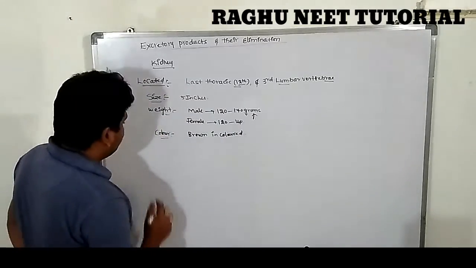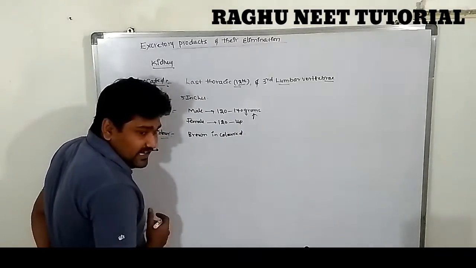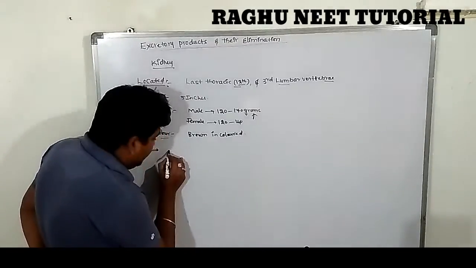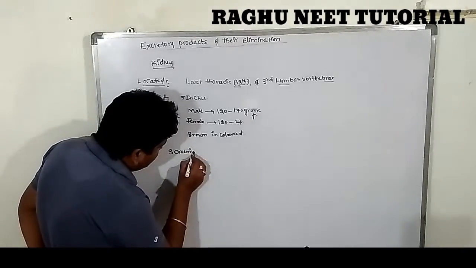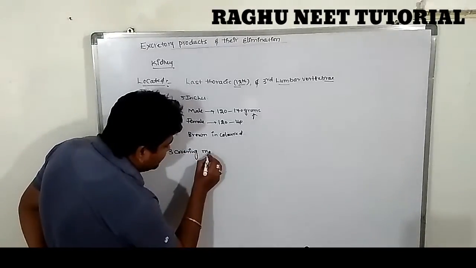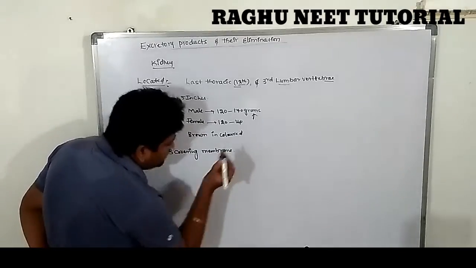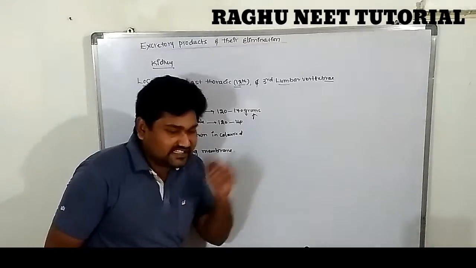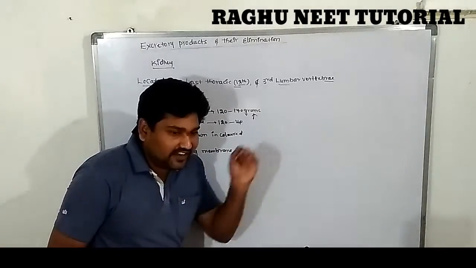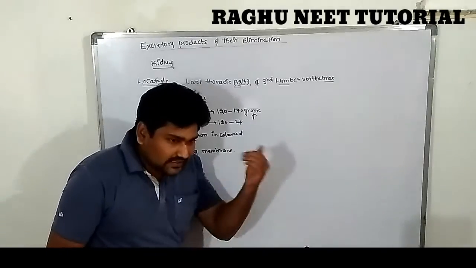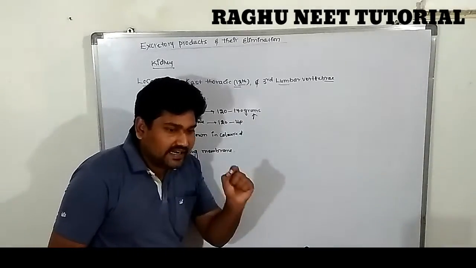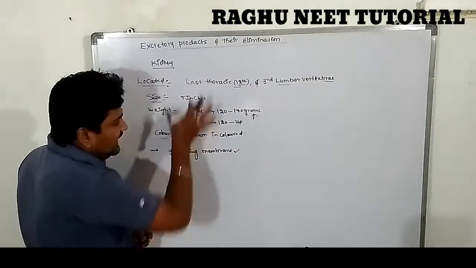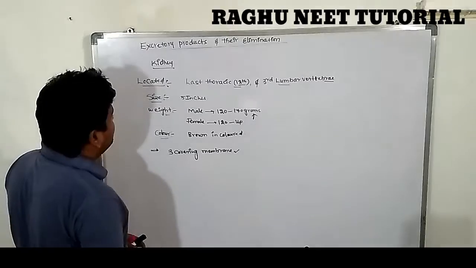The kidney is covered by 3 membranes. How many membranes are there? Completely 3 covering membranes protect the kidney. The outermost covering membrane is known as the renal fascia. The middle one is the renal fat. The innermost layer is known as the renal capsule. So these are the external characters of the kidney.